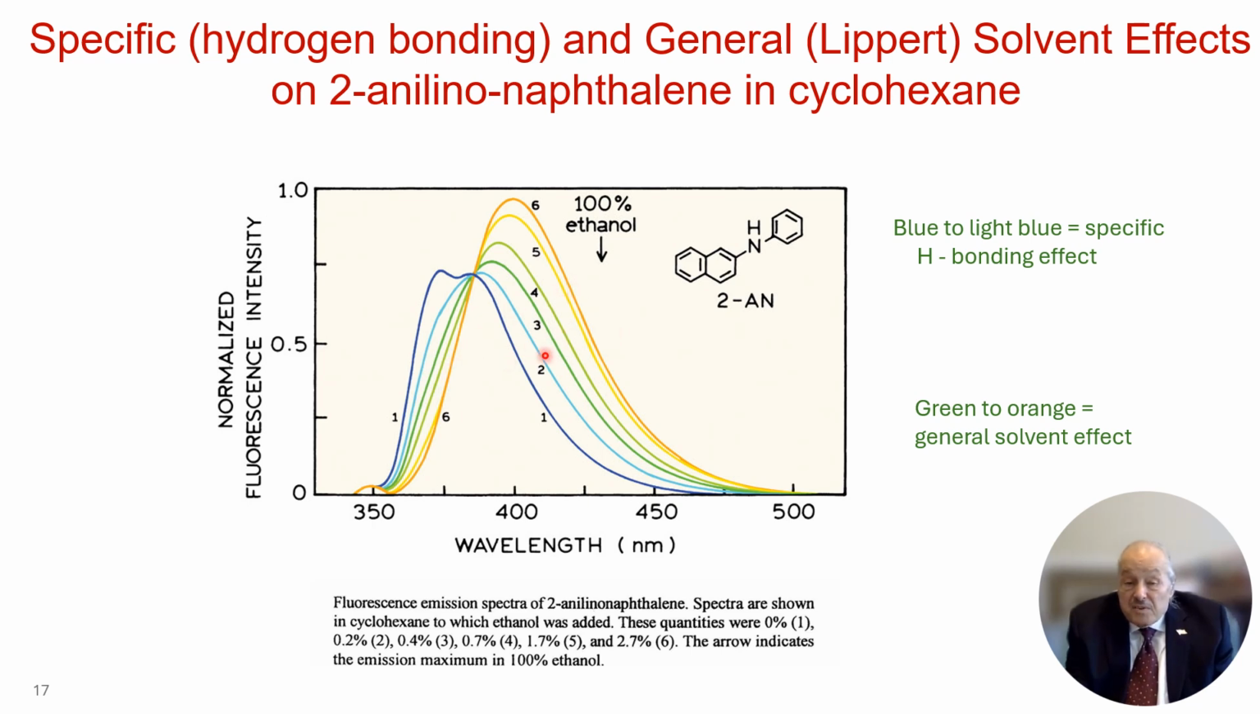And these are really two different effects. This initial shift in the first two spectra is where you're having a hydrogen bonding interaction with the 2AN. And after that, you shift to general effects, where you're just making the solvent more and more ethanol-like, and you have a general shift towards longer wavelengths.